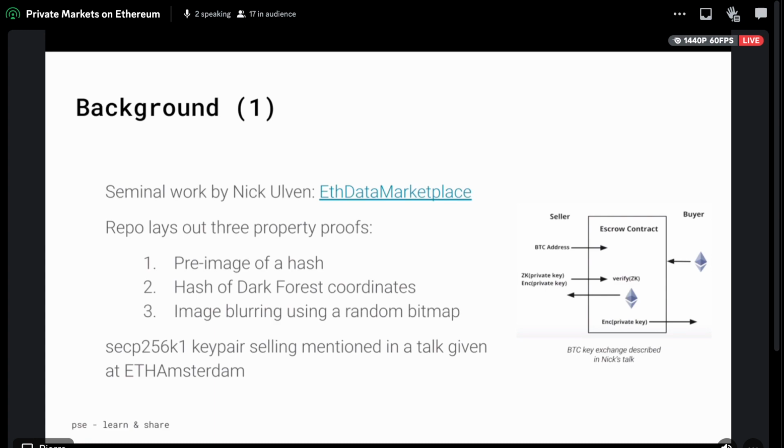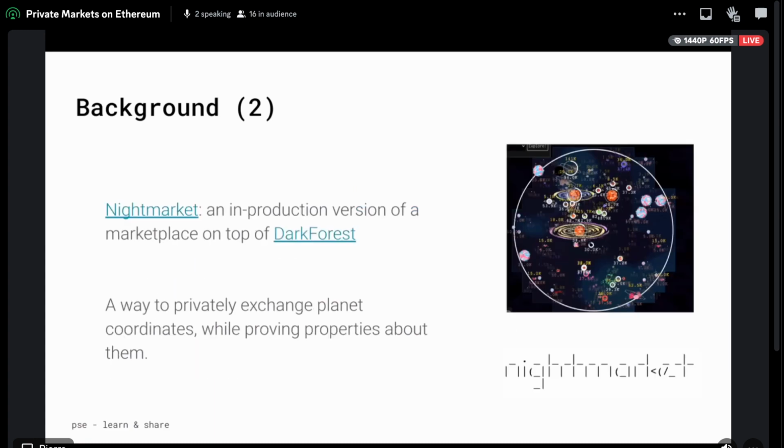It was pretty early in a sense. So there is a second background that is also interesting and in which I was a bit more involved. Here it was not my idea. It was also an idea by Nick. So it was this idea of setting like the hash of some dark forest coordinates.